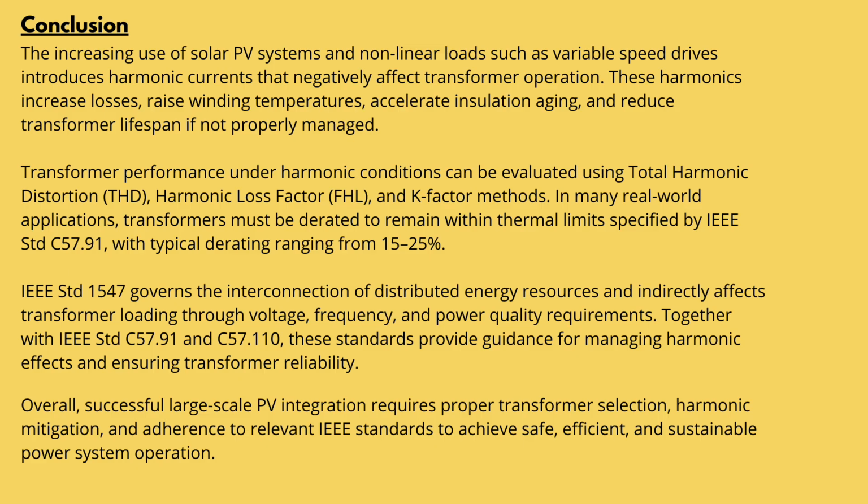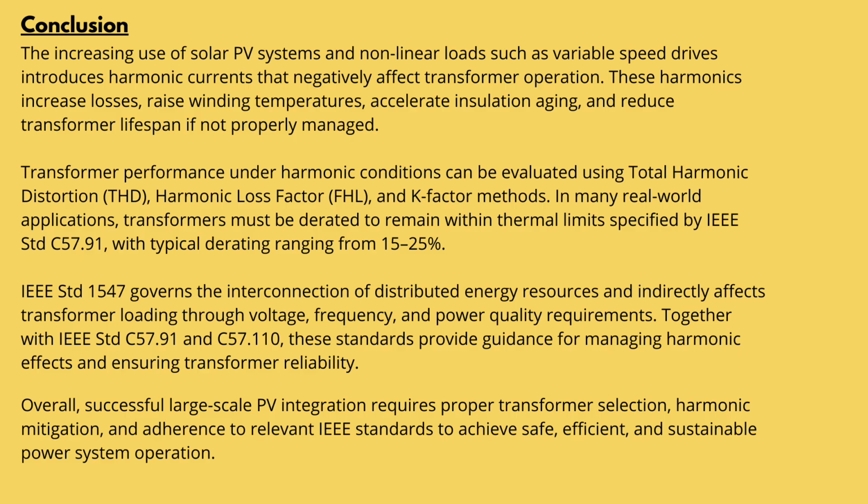Last but not least, we're going to talk about the conclusion of our topic. The increasing use of solar PV systems and non-linear loads such as variable speed drives introduces harmonic currents that negatively affect transformer operation. These harmonics increase losses, raise winding temperatures, accelerate insulation aging, and reduce transformer lifespan if not properly managed. Transformer performance under harmonic conditions can be evaluated using total harmonic distortion (THD), harmonic loss factor (FHL), and K factor methods. In many real-world applications, transformers must be derated to remain within thermal limits specified by IEEE standard C57.91, with typical derating ranging from 15 to 25%.